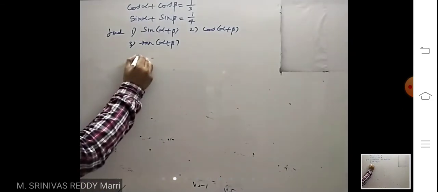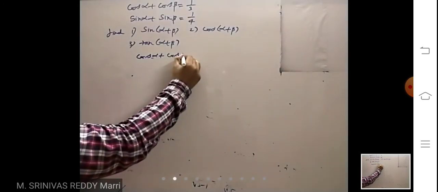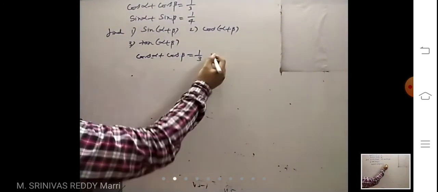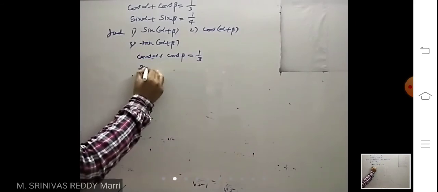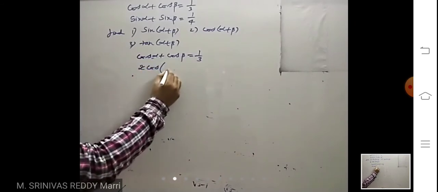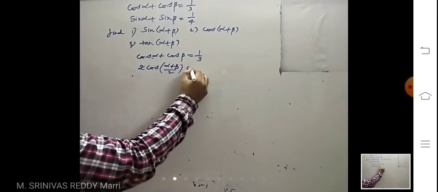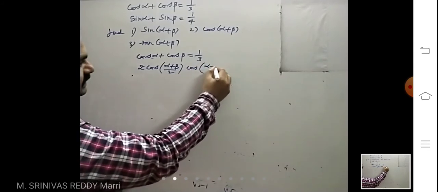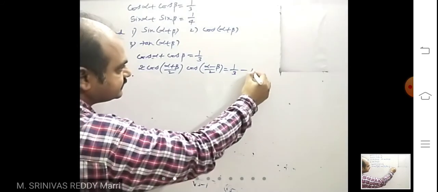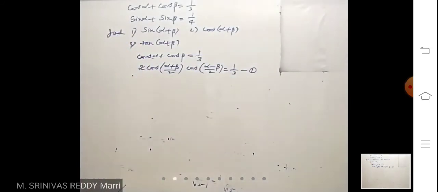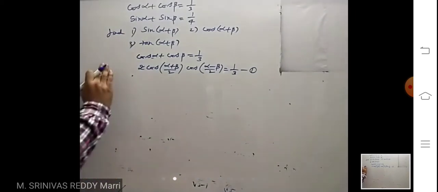Cos alpha plus cos beta, that means cos C plus cos D, is nothing but 1 by 3. So cos C plus cos D is 2 cos of (C plus D) by 2 into cos of (C minus D) by 2, equal to 1 by 3. I have just written the transformation, nothing special. Whenever two cosines are there, you can convert them into a product like this.